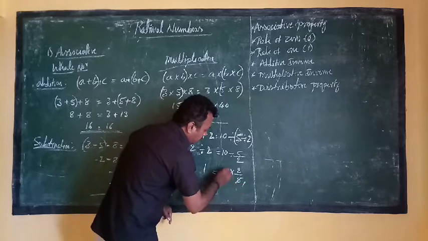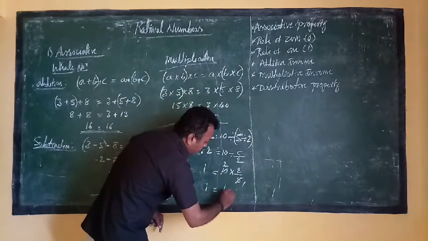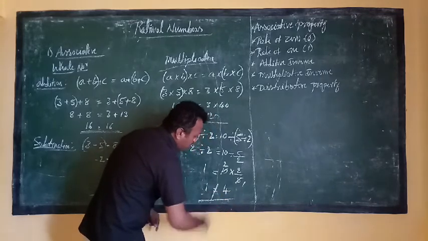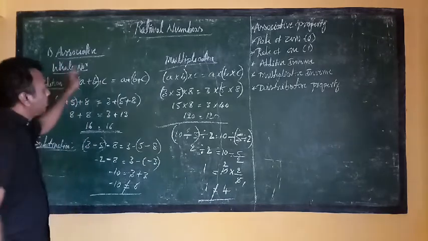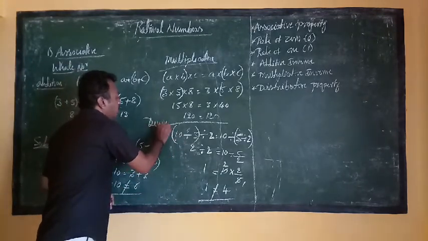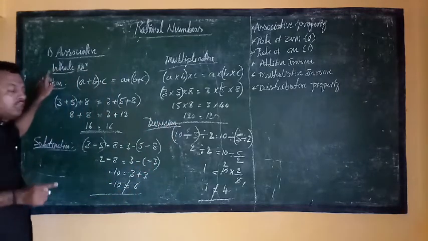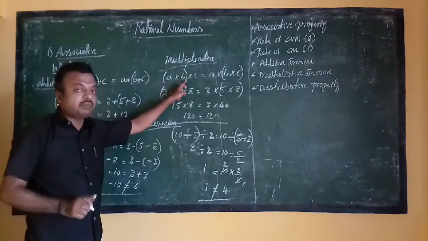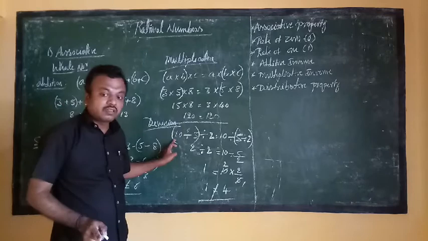So 5 ones are 5, 2s are 10. Now 1 is equal to 2 2s, how much? 4. Therefore 1 is not equal to 4. Therefore the associative property of whole numbers does not satisfy under division. The associative property of whole numbers is only satisfied under addition and multiplication, but does not satisfy under subtraction and division. Got it, friends?